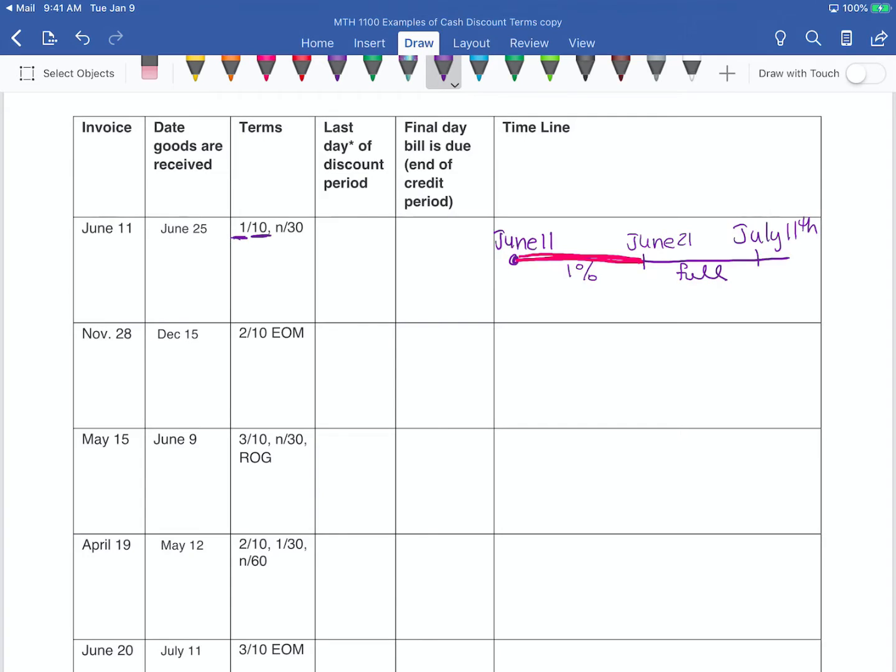So the last day, if I look at this column, the last day of the discount period would be June 21st. That would be the last day I can get a discount. And the last day I would have to pay in full would be July 11th.